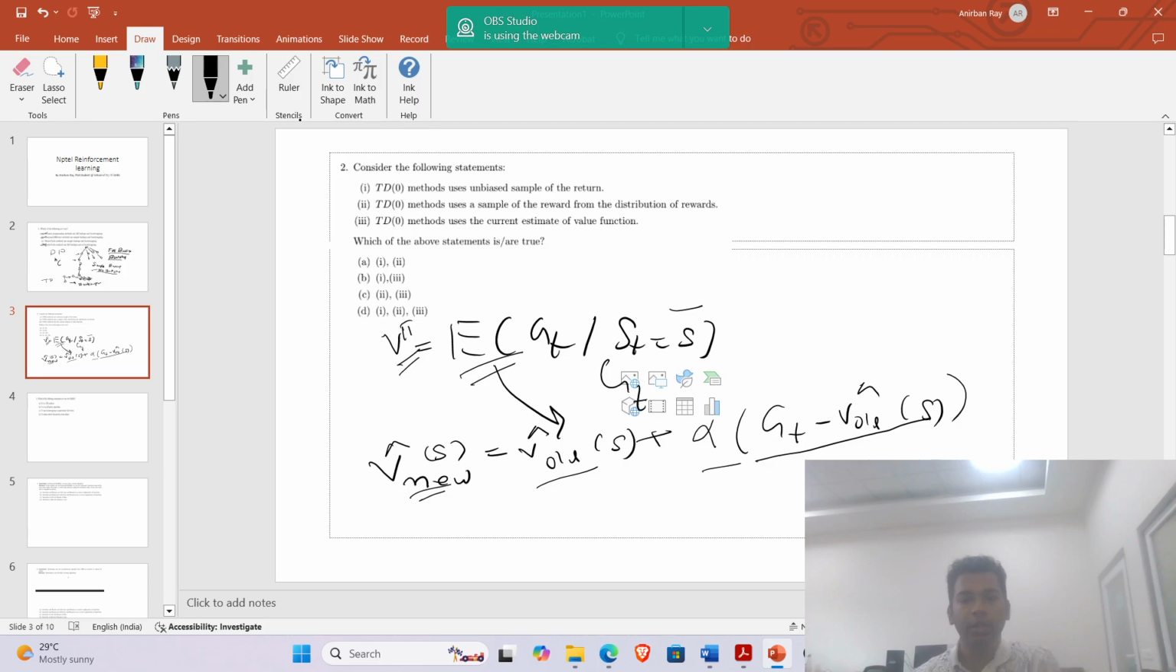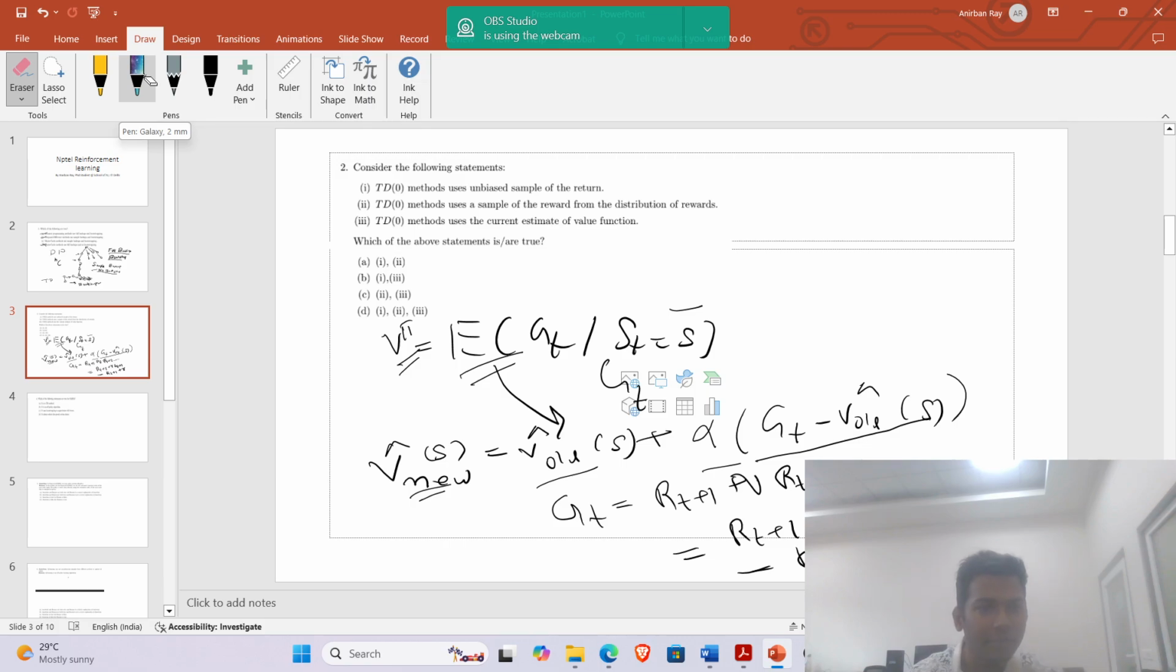Moving on, first this GT can be written as R t plus 1 plus gamma times R t plus 2 and so on, which is R t plus 1 plus gamma times G t plus 1. Now this is equal to R t plus 1 plus gamma times G t plus 1, and this becomes v cap S t plus 1. It is a little difficult because I have taken this new writing pad, a little bit of struggle here.